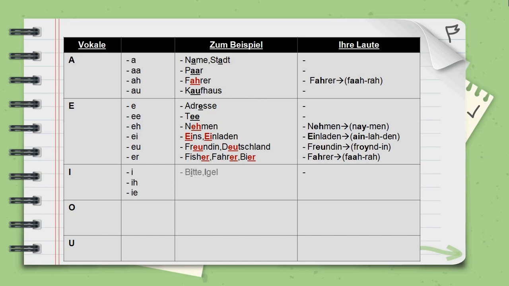With the letter I, if we have a single letter, there are no special rules. For example, Biete oder Igel. If we have the letter H after the letter I, then the letter H is not pronounced, but the I is longer. For example, ihm. And if we have two letters together, IE, there are no special rules. Familie, via, Italien.